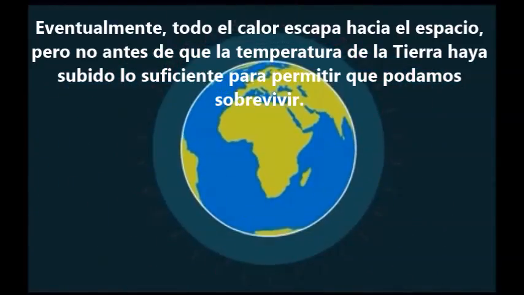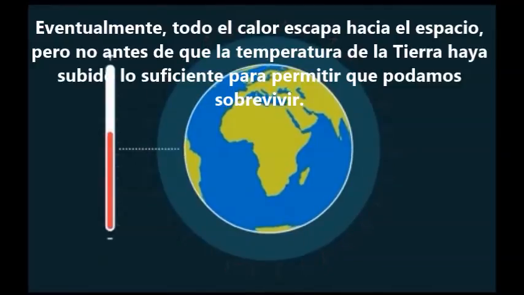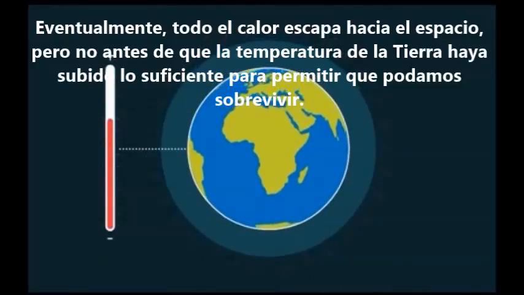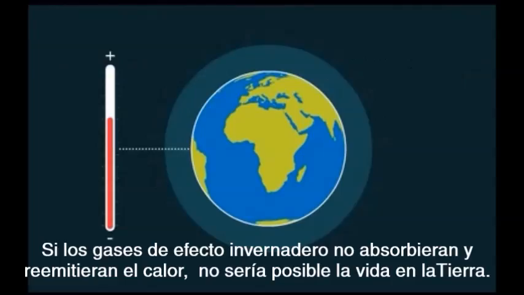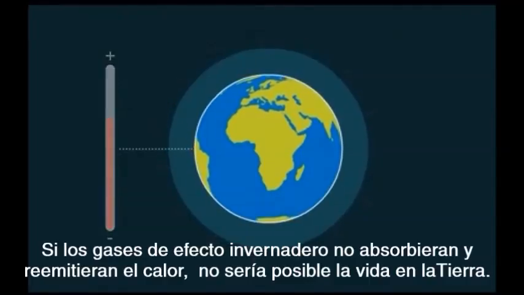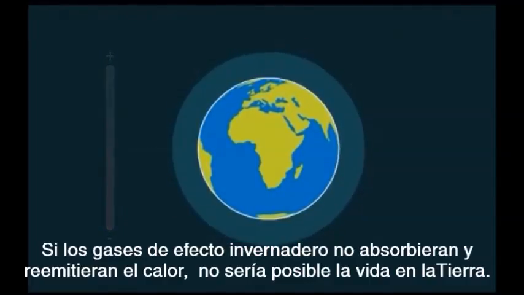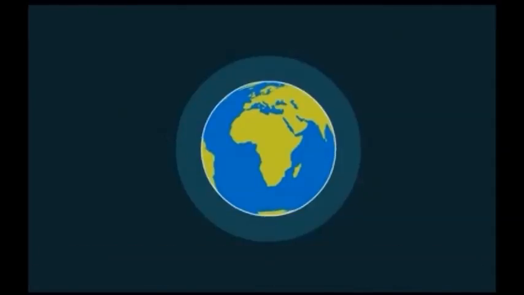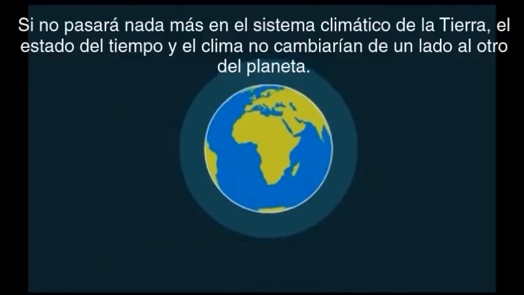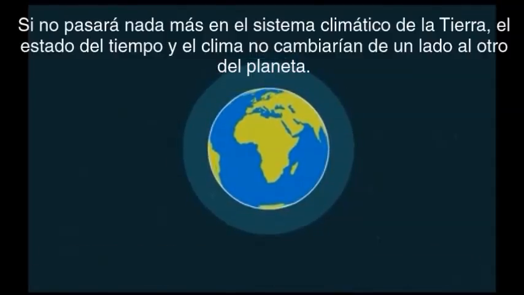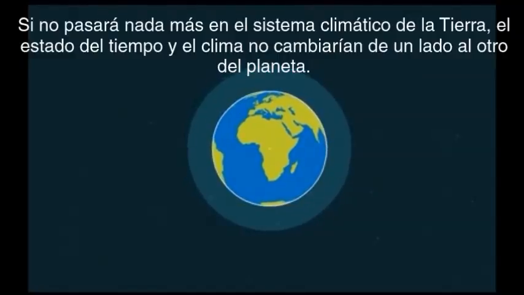Eventually all the heat escapes into space, but not before the temperature of the Earth has been raised enough to allow us to survive. If the greenhouse gases didn't absorb and re-emit heat, we wouldn't be able to live on Earth. If nothing else happened in the Earth's climate system, weather and climate wouldn't change across the globe.